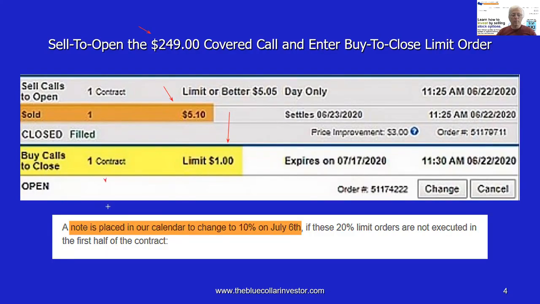Now, we also then place a note on our calendar to change it to 10% on July 6th. That's moving into the final 2 weeks of the contract, and that, of course, assumes that the 20% threshold was never reached. So we do make a note in our calendar. We have to go in and physically change it, but pretty much we don't have to be in front of our computer all the time to be protected by these guidelines.